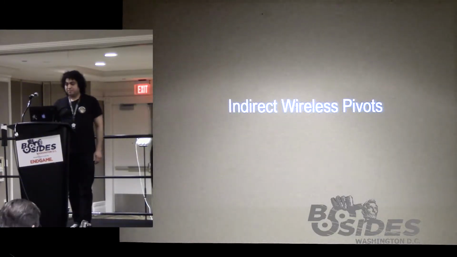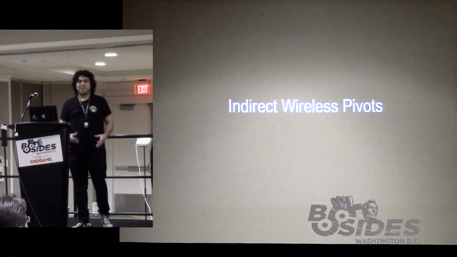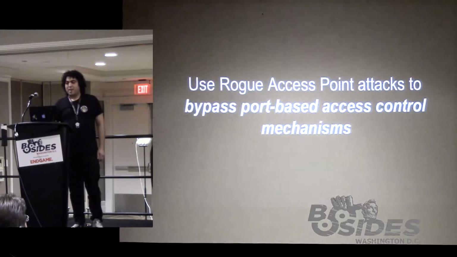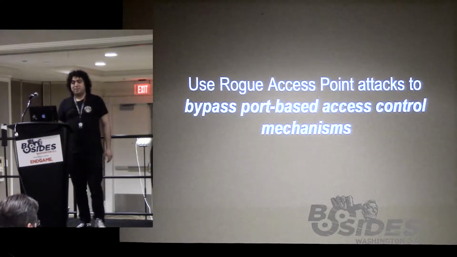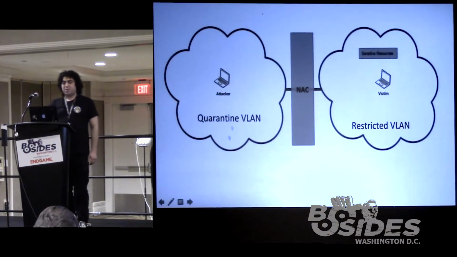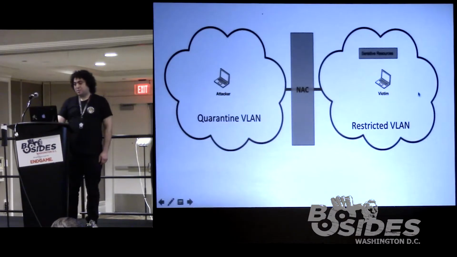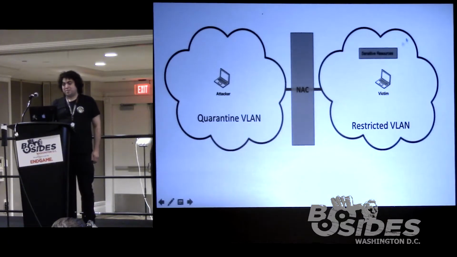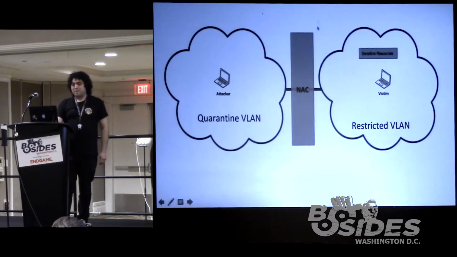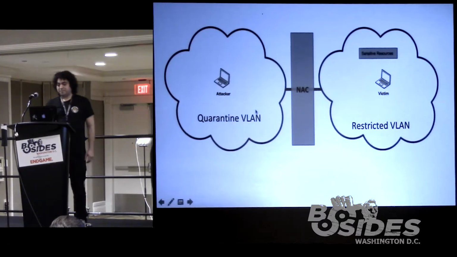So back to our scenario. We can use this technique that we just talked about, the hostile portal, and build off of that to do something called an indirect wireless pivot. That's a way of using rogue AP attacks to bypass port-based access control mechanisms. So we mentioned here that we're stuck on our quarantine VLAN, and we want to get over to this restricted VLAN and be able to access these sensitive resources here. And we have a victim device that is on the restricted VLAN as well. And we have this NAC that is preventing us from doing that.